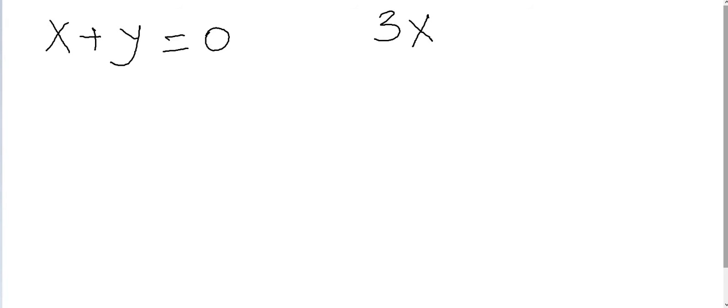Given is x plus y equals 0. And the second equation is 3x minus 2y equals 10.